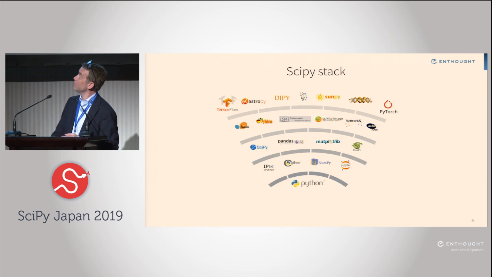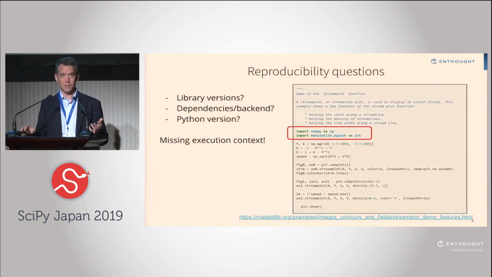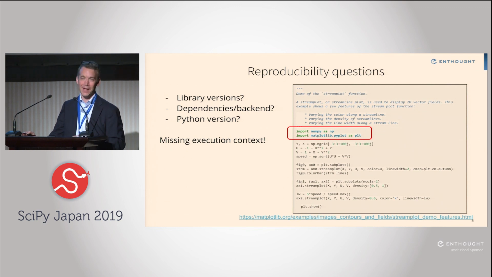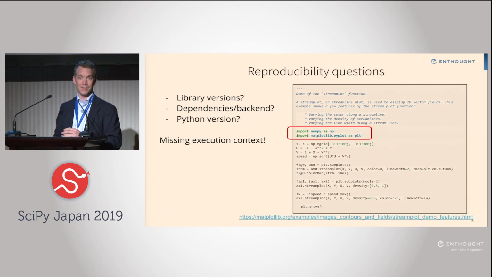Within that context, there is this question of reproducibility, and it can mean many different things. In this talk, I'm focusing on a very simple use case. I spent a little bit of time on the internet. I went to the Matplotlib website, and I downloaded an example. This is the streamplot demo example. Just cut and paste. I want to execute it so that I can see the streamplot on my machine.